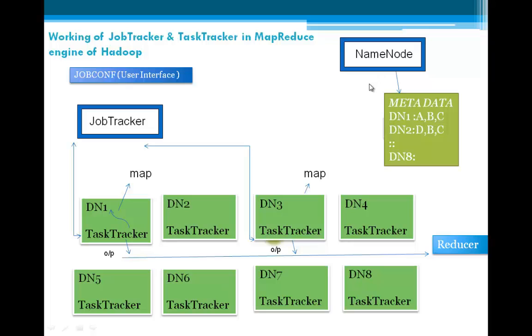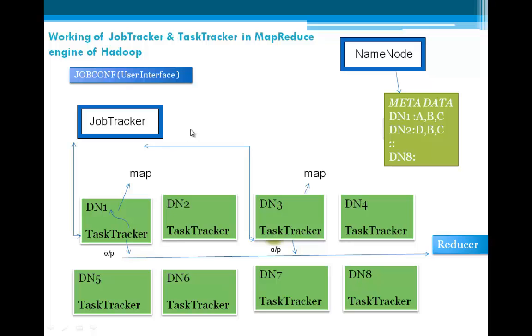Name node is a master service. As you can see, it's like a pointer which stores metadata and block reports from the systems. Here jobconf is the user interface that tells what the job of MapReduce is. Job tracker is a master service which allocates tasks to task trackers and maintains block reports. The task tracker is a slave service which accepts tasks from the job tracker, processes them on the data, and sends heartbeats to the job tracker, that is, whether it is alive or not.